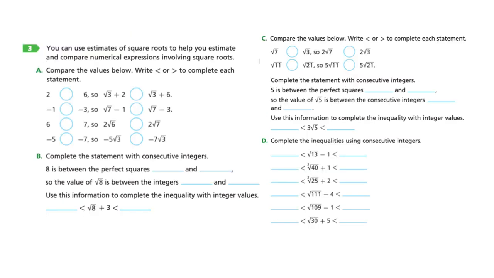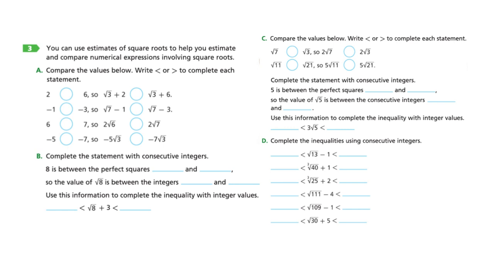So let's look at number 3. For number 3, A through D, I'm going to just do the first couple with you, and then you can finish on your own because you already have an idea of what you're doing here. You can use estimates of square roots to help you estimate and compare numerical expressions involving square roots.